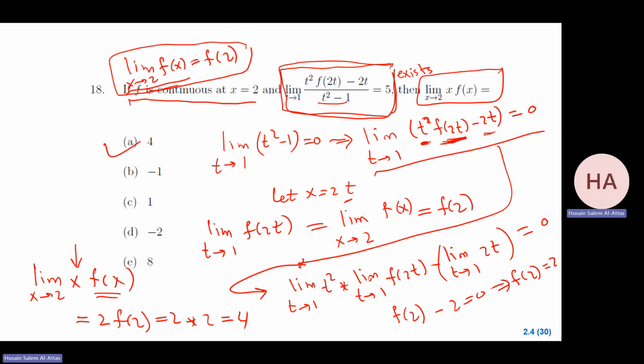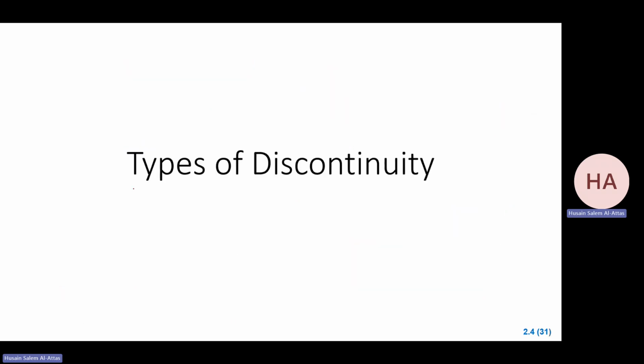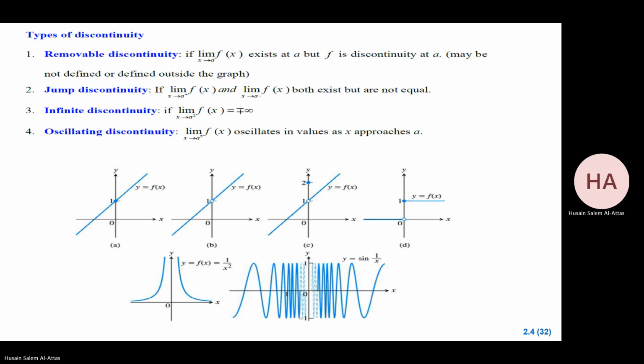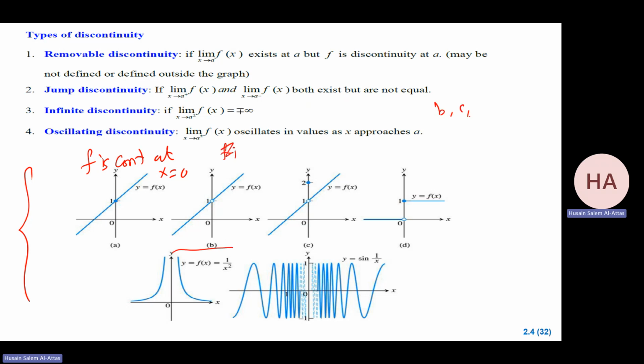That's it. Okay, now let me move to this topic, types of discontinuity. If we look at these graphs, I think we'll explain everything. This function is continuous. I'm talking about x equals 0 in all of these cases. At x equals 0, this one, the function is not continuous. All the other cases, B, C, D, E, F, are not continuous at x equals 0.